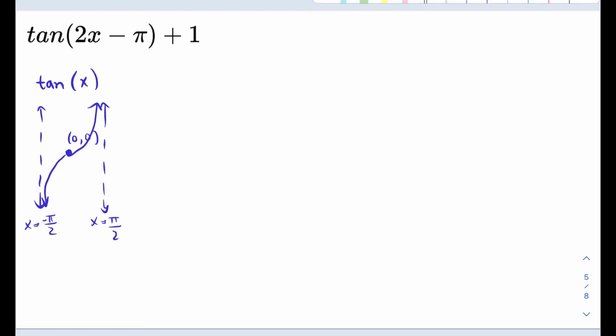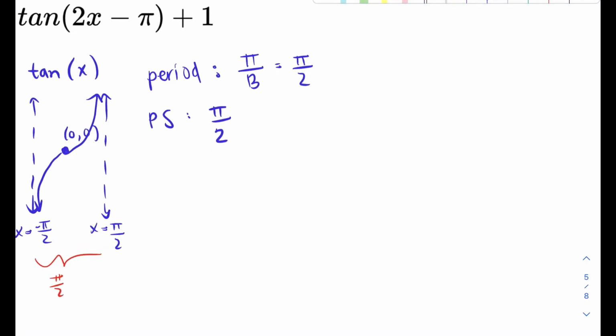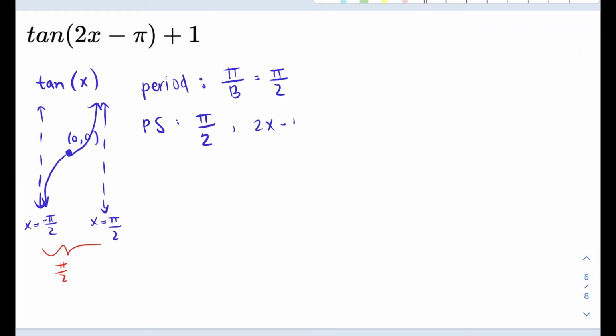So let's find my characteristics. We can start with period. Period is going to be pi divided by b, right? That's a little different because it's pi, not 2 pi. So b is 2, so that's going to be pi over 2. So now I need this distance. It's not going to be pi, it's going to be pi over 2. Then I can find my phase shift. Okay, I like to do c over b, super quick for me to identify, but you can also take 2x minus pi equal to 0, algebraically solve that, and you get x equals pi over 2.